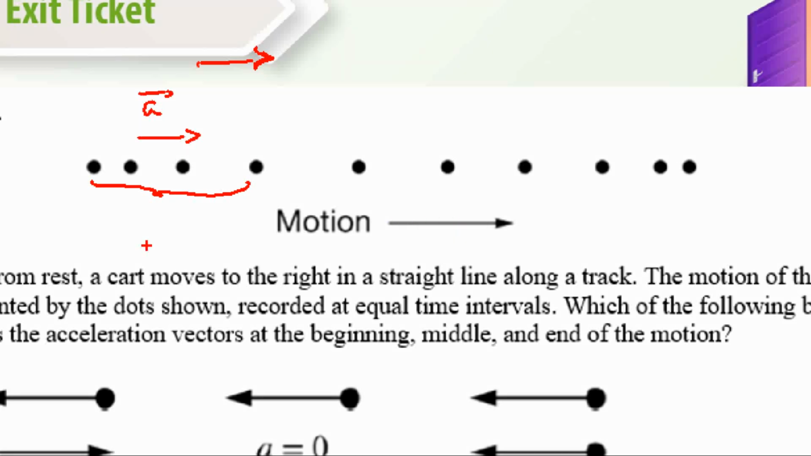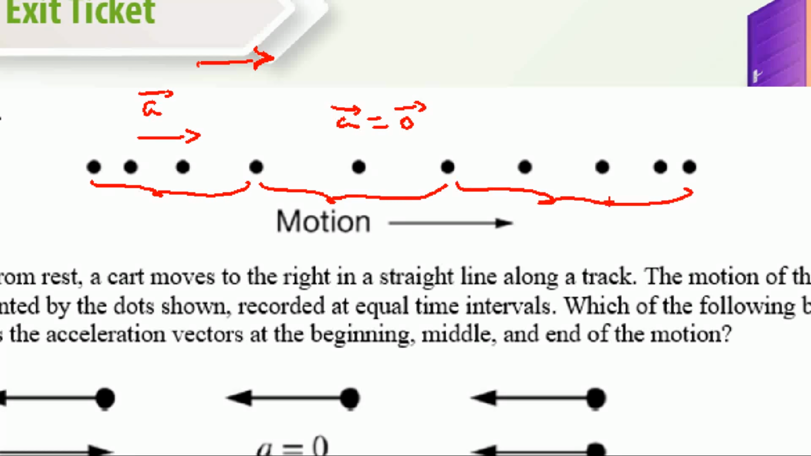Now for the following dots, we notice that the separation distance is almost the same, which means that there is no acceleration, that the acceleration vector would be zero. Velocity is neither being generated nor destroyed. Now if we consider the following set of dots, we notice that the distance between the dots is decreasing, which means that the acceleration is breaking down the velocity and it's acting in the opposite direction of motion.